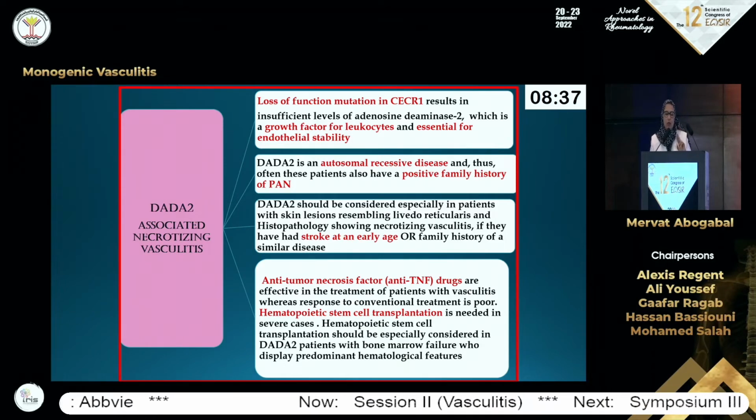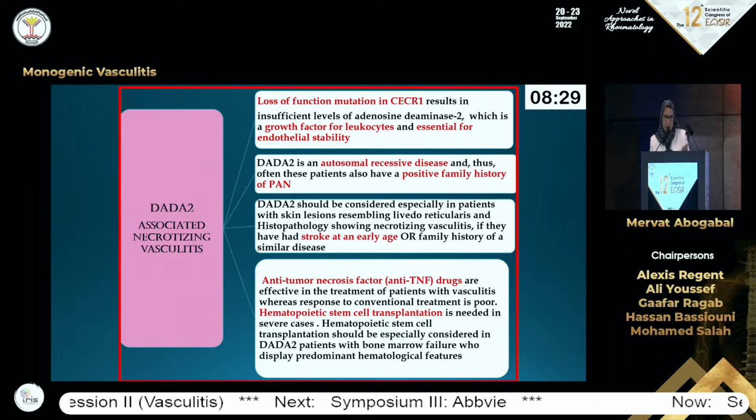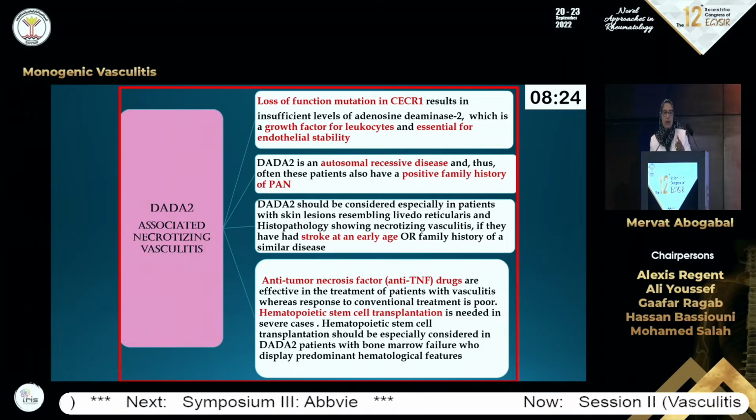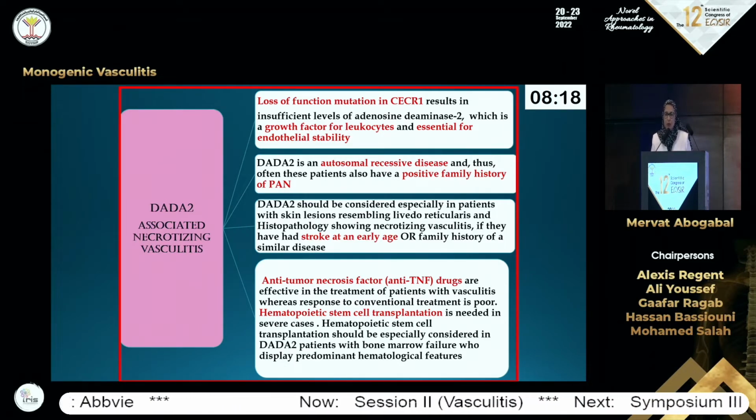But there are two points which are different from polyarteritis nodosa, the primary complex disease. These 2 points are, number one, DADA2 disease is autosomal recessive, so usually there is a positive family history in patients with the monogenic variant, DADA2 disease. Also, DADA2 disease affects cerebral blood vessels. Consequently, usually there is early stroke in patients with DADA2 disease.